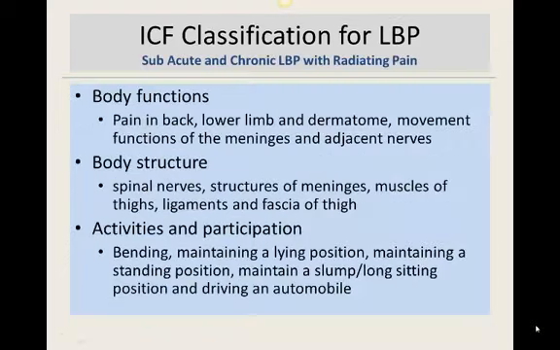The next classification is subacute and chronic low back pain with radiating pain. Again, very similar, pain in the back, lower limb, and in a dermatomal pattern. Typically involves the peripheral nerve roots as well as the spinal column. And again, bending, maintaining positions such as lying, standing, or maintaining a slump sitting such as driving in a car may also be limited in this population.